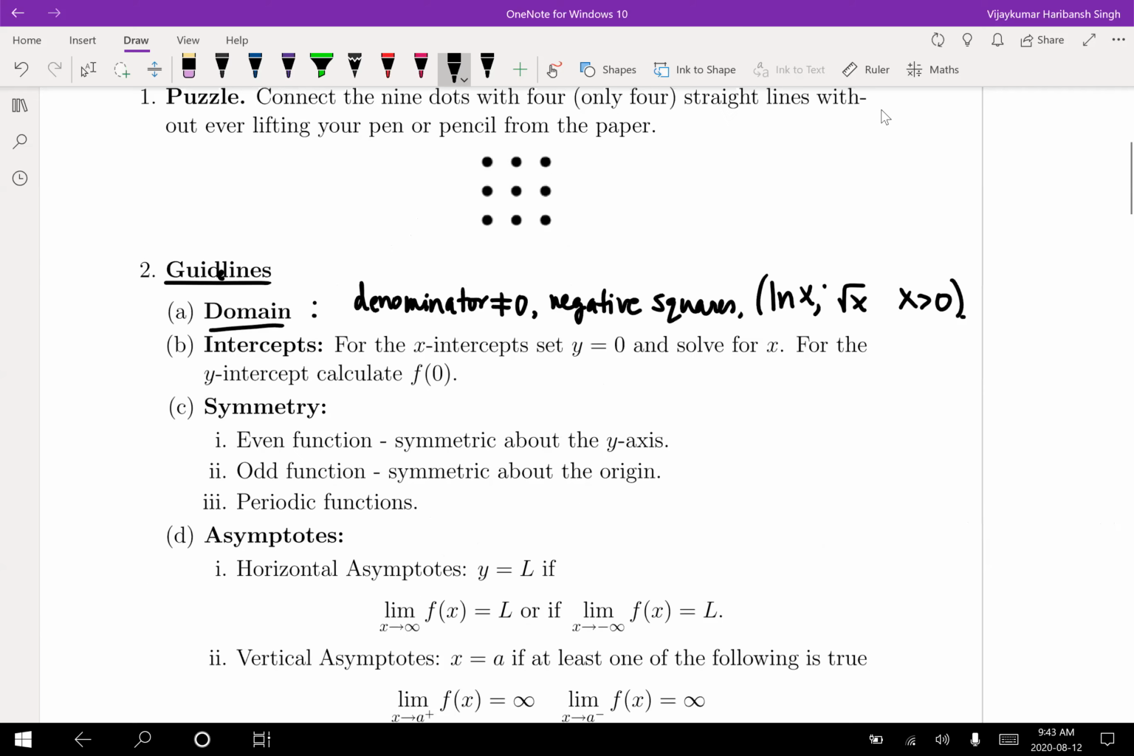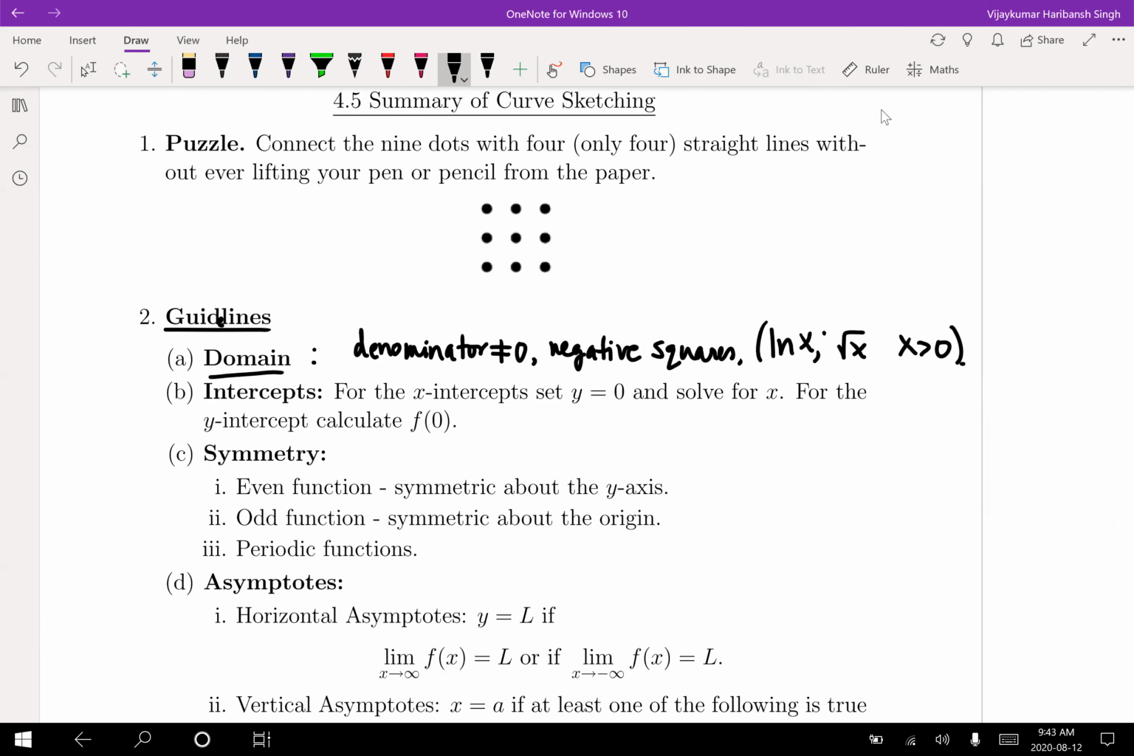Now, the next thing we should discuss is symmetry. So even function or odd function. What is an even function? An even function is when f of minus x equals f of x for all x in the domain. And what about odd functions? For odd functions, we have f of minus x equals minus f of x.